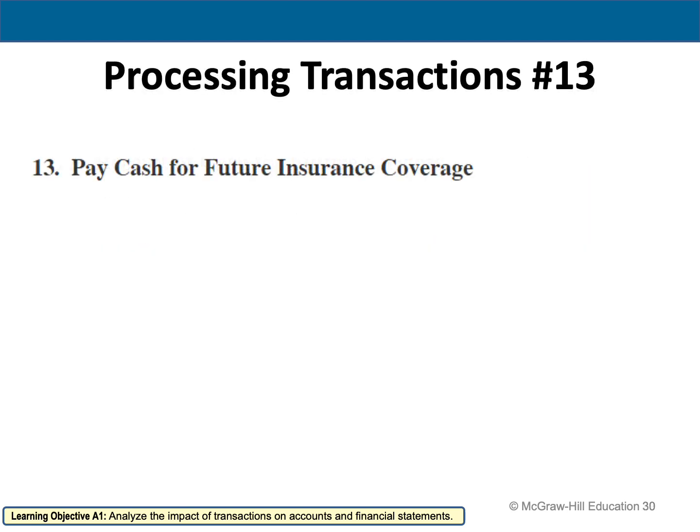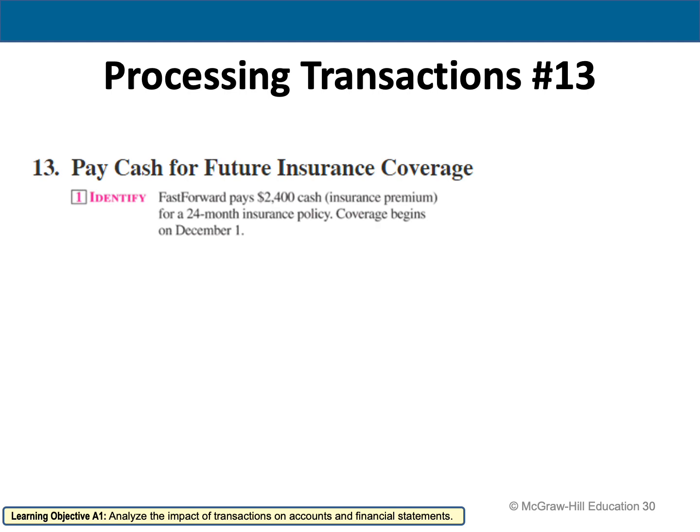Now let's move on with processing transaction number 13. So now they told me here, fast forward, they pay 2,400 cash. So we paid 2,400 cash. So when we say paid, it means that my cash is decreasing. But we paid for what? We paid for insurance, and this insurance is covering a 24-month insurance policy.